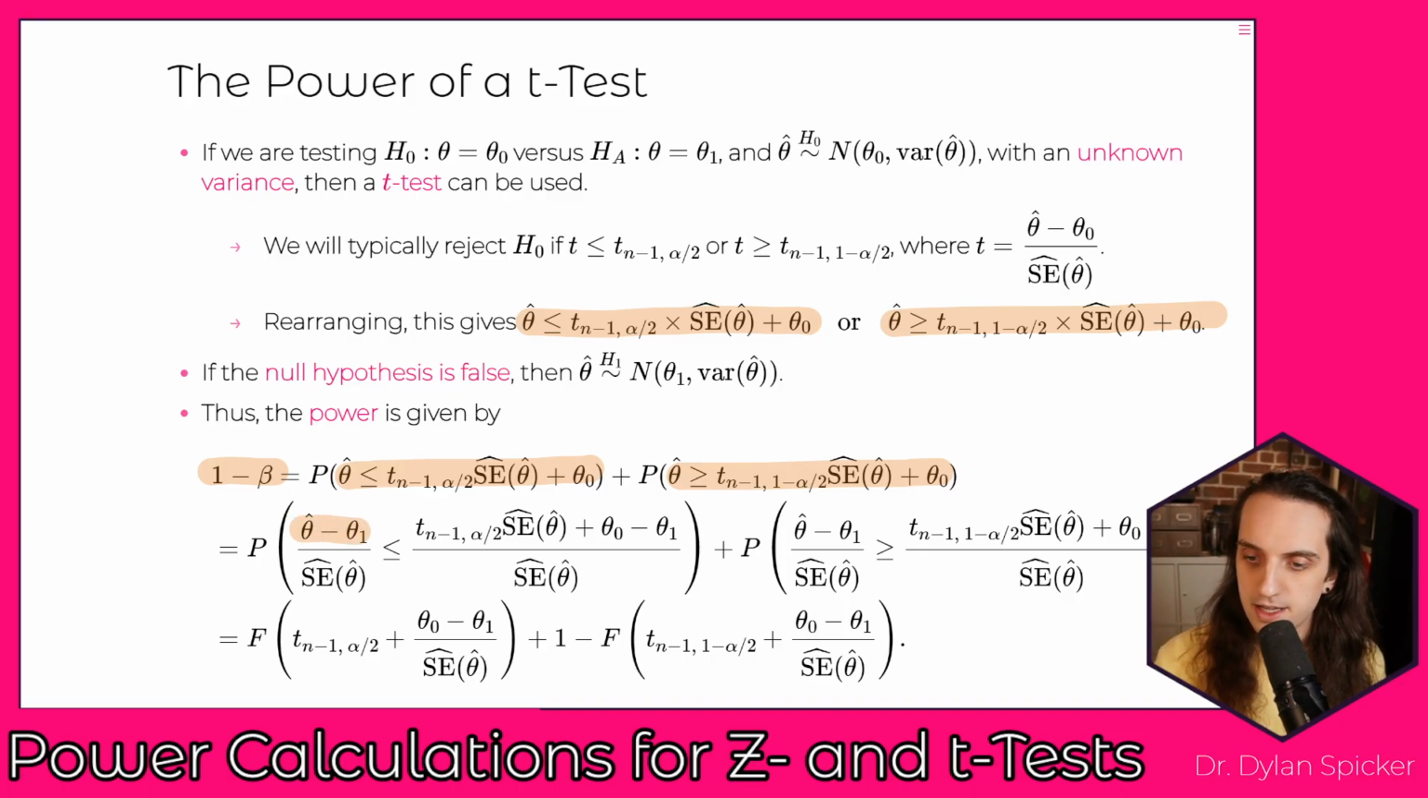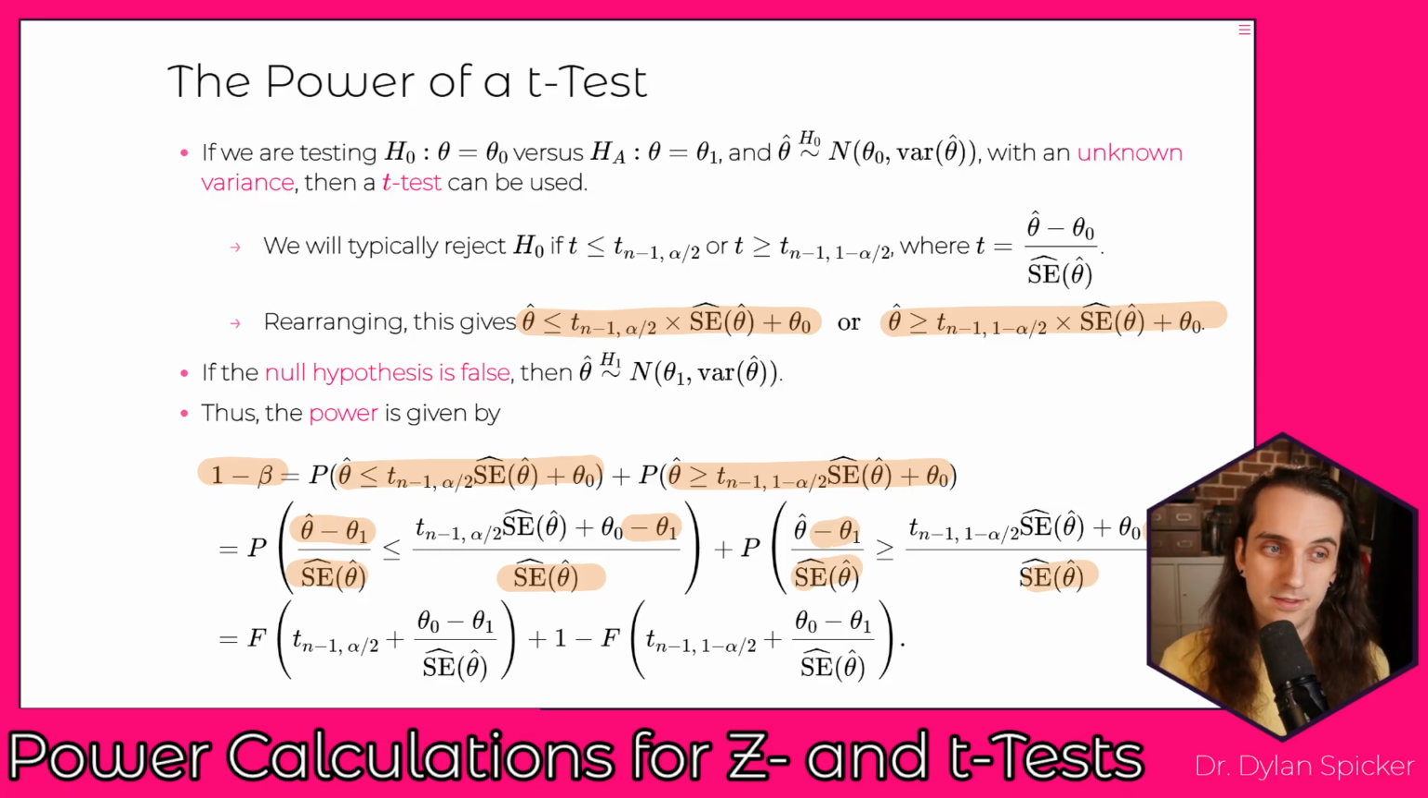Now, in order to actually calculate these probabilities, we want to get to our known distribution. And so we standardize the procedure here, but because we don't know the variance, we're standardizing on the basis of the estimated standard error, right? So we subtract off the mean, divide by the estimated standard error. Same thing in the second term, right?